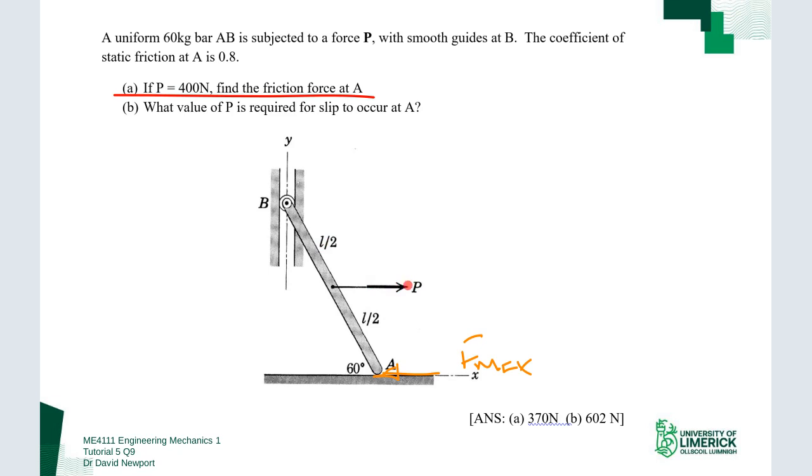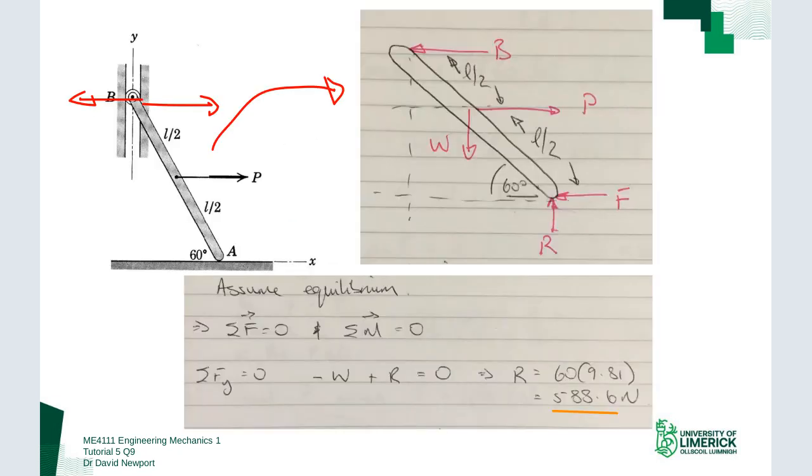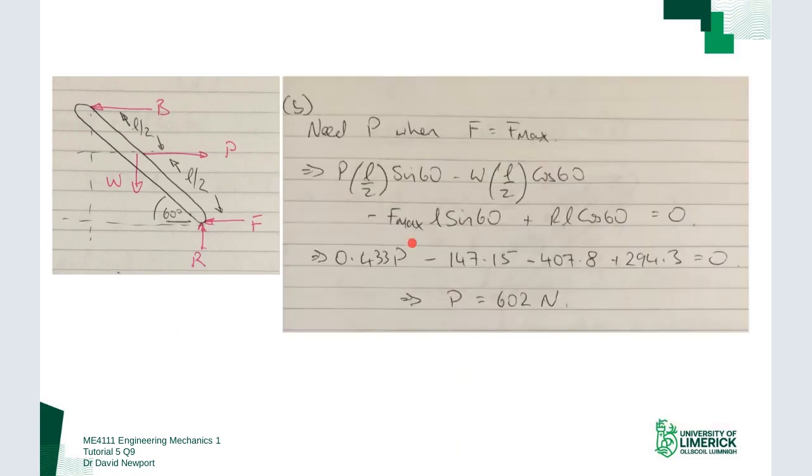So if I solve this for P as an unknown when I'm at the maximum friction force. Okay, so that's my method of attack. So I need P when F is equal to F max. So again, I'm just using the same approach there to work out P.